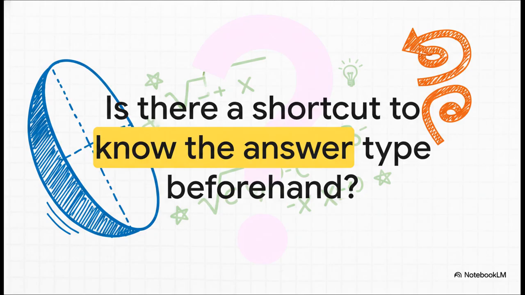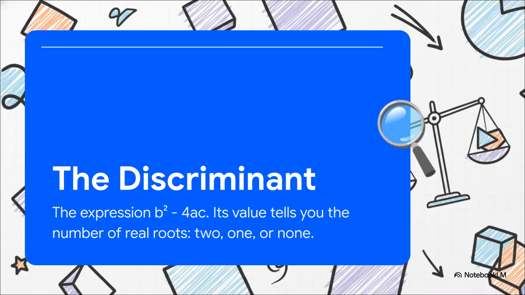A little shortcut that can tell you what kind of answer you're going to get before you even do all the math? Well, there is. It's called the discriminant. It's just that one little piece of the formula under the square root sign, b squared minus 4ac. The value of that one part tells you the whole story.